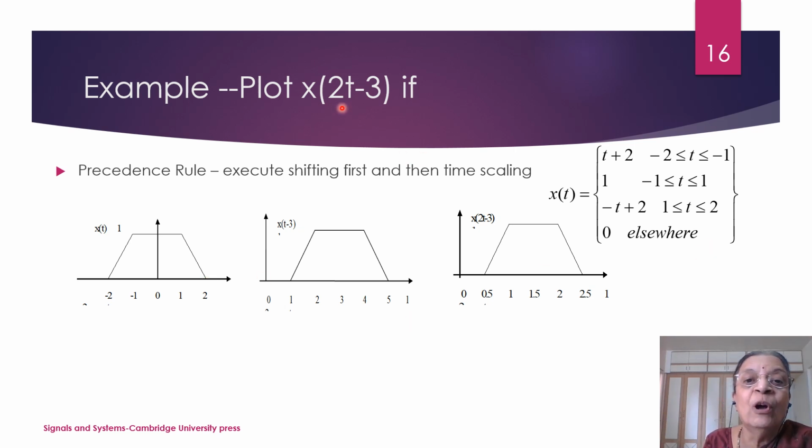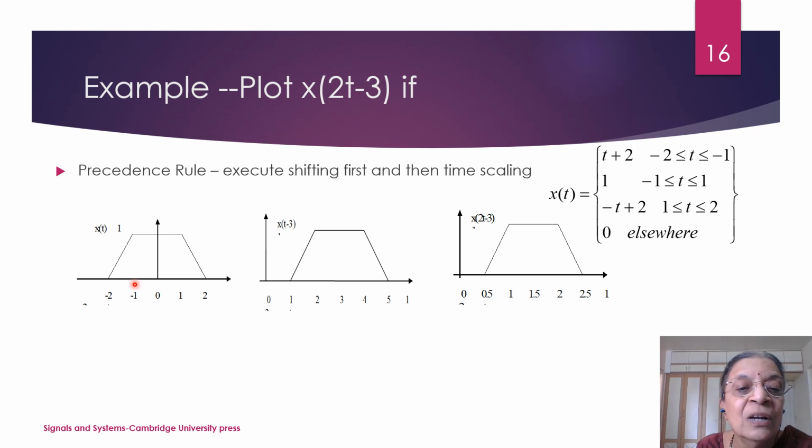Now I want to plot x of 2t minus 3. So in this case, firstly I will try to plot x of t minus 3. I will do shifting first and then I will do time scaling. In order to execute shifting, x of t minus 3, shift the signal right by 3 samples.